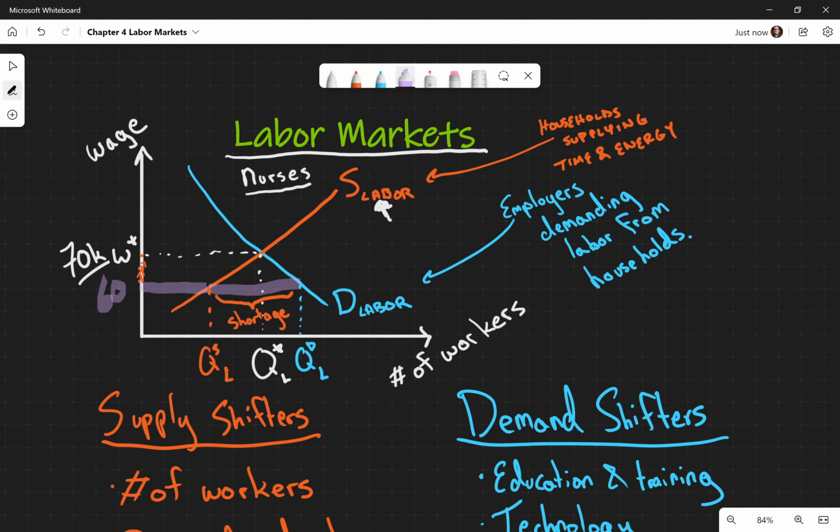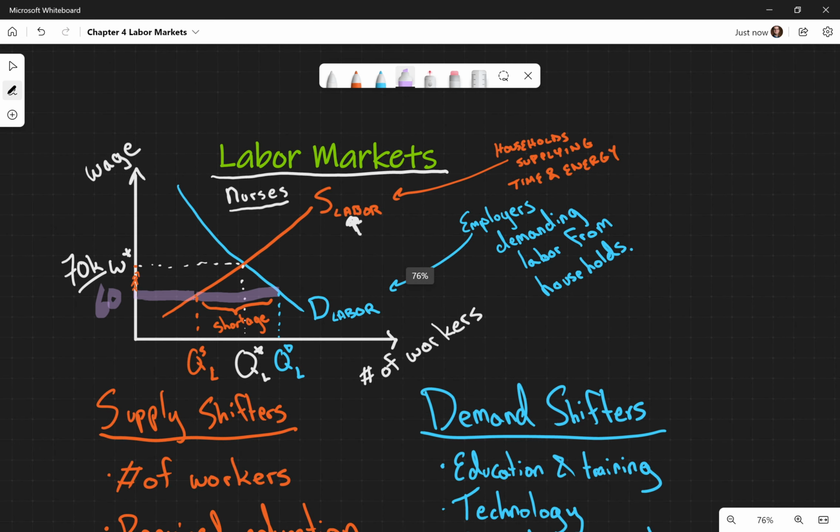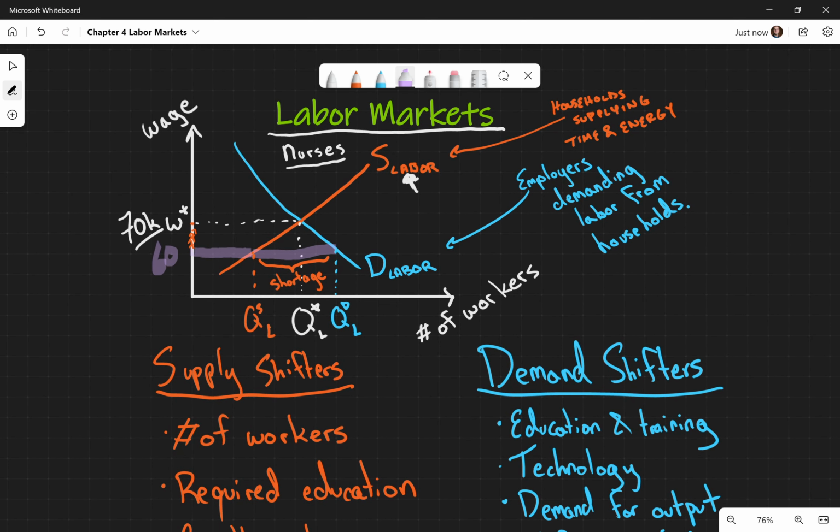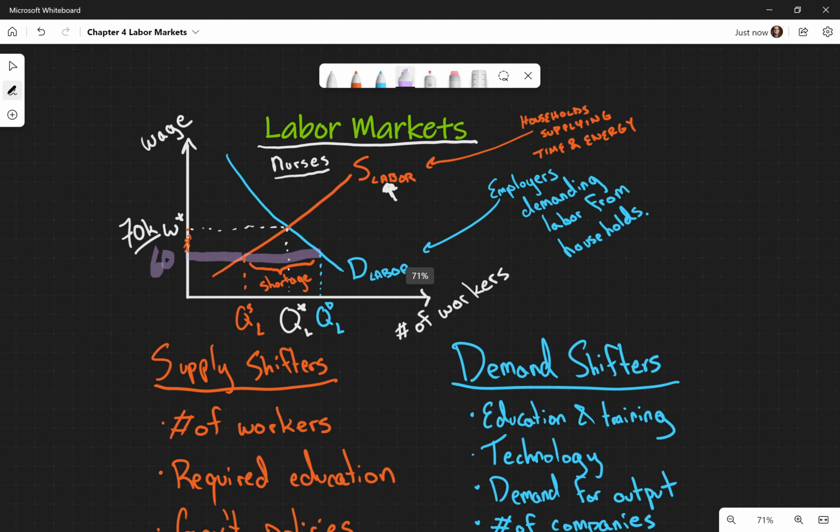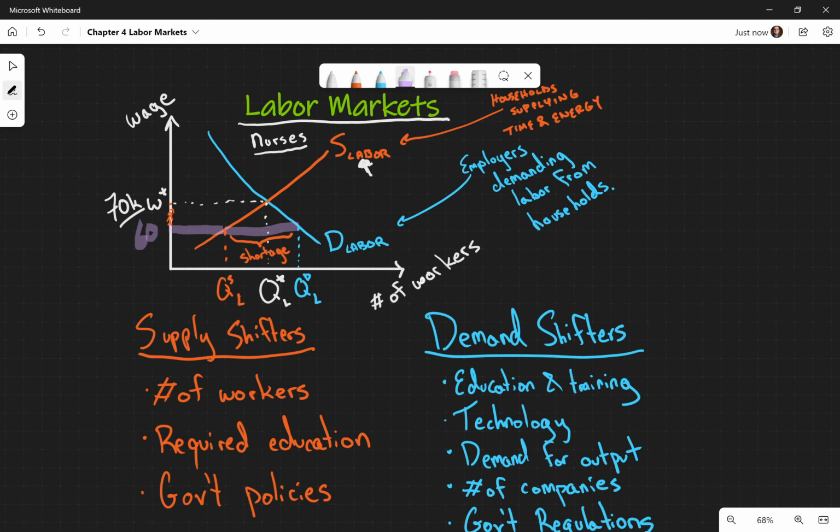Now, when we talk about labor markets, just as with regular product and service markets, we have shifters of supply and demand. Our supply shifters are going to be, does it require an education? If all of a sudden nurses needed to have an extra year of college or something like that, then the supply of labor would shrink.